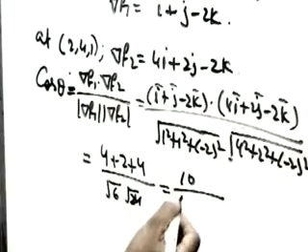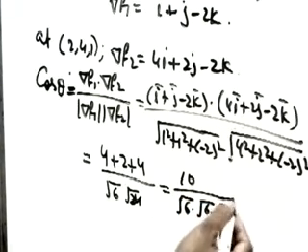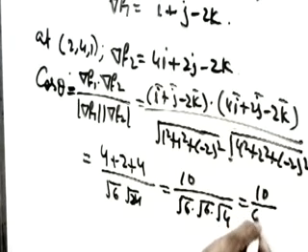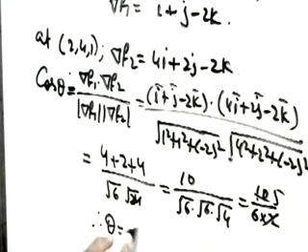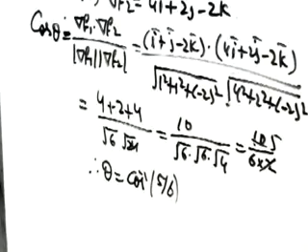You see here we can change this slightly. Root 6 into 24 can be written as root 6 into root 4, since 6 fours are 24. So this is 10 divided by root 6 into root 6 is 6, into root 4 is 2. So 2 ones are 2, 5s. Therefore theta equals cos inverse 5 by 6.